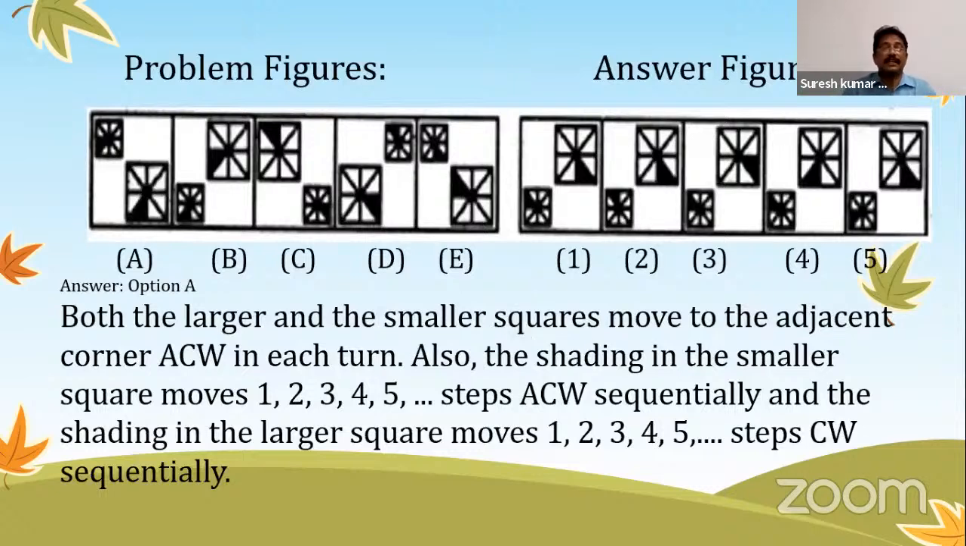Now we'll see these things very clearly. Here the answer figures are given. Both the larger and smaller squares move to the adjacent corners in anti-clockwise direction. This is the larger one, this is the smaller one. So the squares move into adjacent corners in anti-clockwise mode. This is the direction. Correct?